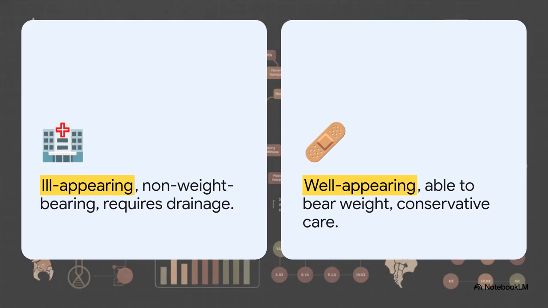Well, meeting all 4 of those Kocher criteria points straight to pediatric septic arthritis. This kid is going to look sick, and they need immediate joint drainage and IV antibiotics. Now, contrast that with a well-appearing child who maybe has a low-grade fever but is actually still able to bear weight. That's likely just transient synovitis, which you manage conservatively with rest and NSAIDs.